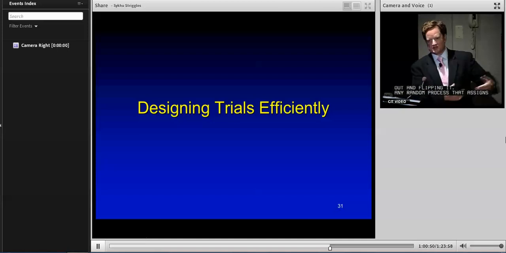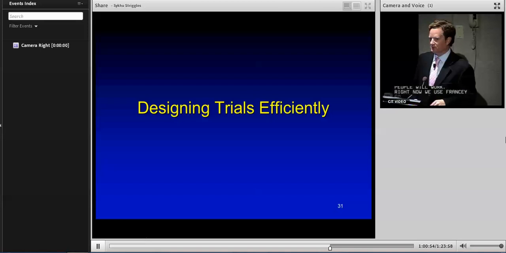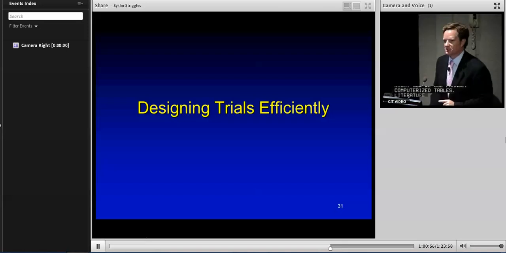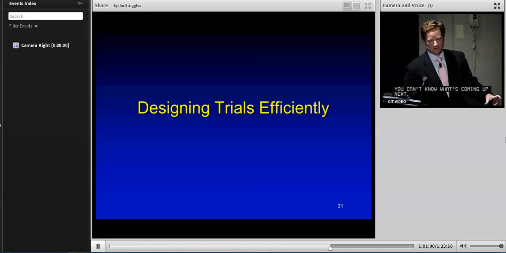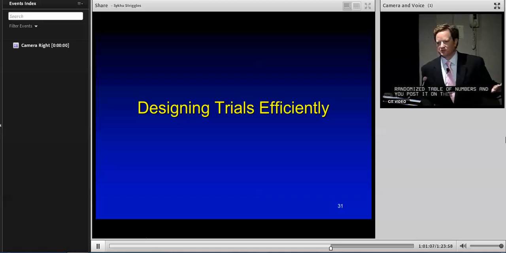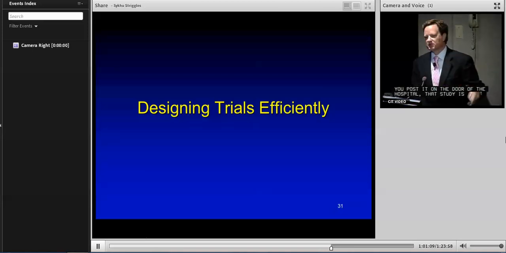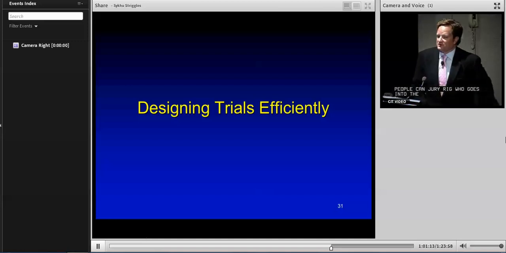Right now we use fancy computerized tables to do it, but literally you can take a coin out of your pocket and flip it. The key is you can't know what's coming up next, and neither can the investigators. So if you come up with a randomized table of numbers and then you post it on the door of the hospital so everybody knows what's coming up next, that study's not really random, because then people can jury rig who goes into the study. So randomization is always preferable if you're evaluating a new intervention, except in certain settings.